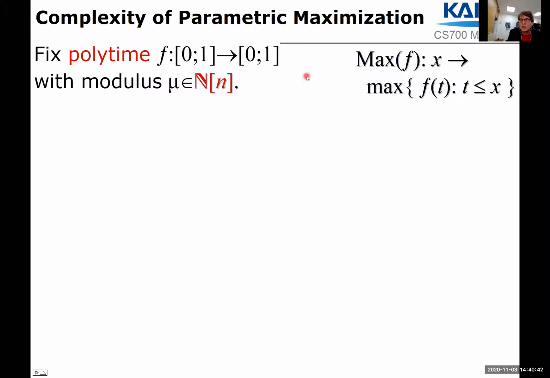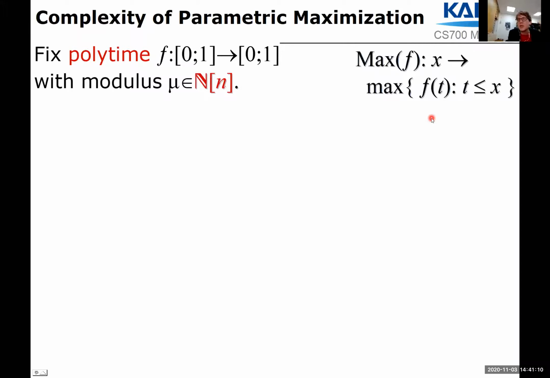It also receives a function as argument, but it returns a function as value, namely the function that given x returns the maximum of the original function up to x. So x is kind of a parameter. Maximize the given function on the interval from 0 up to x, and x can vary.